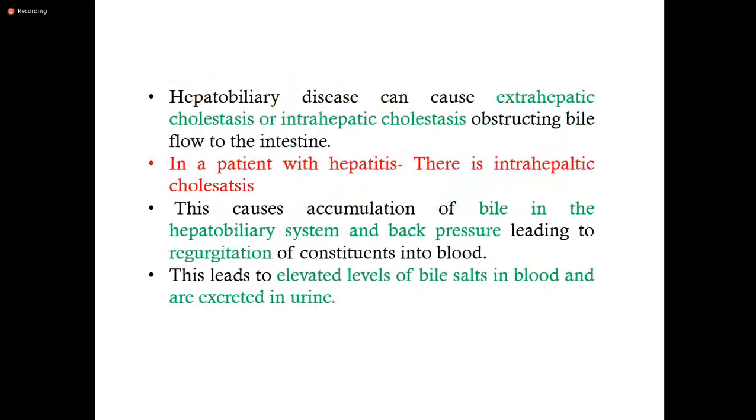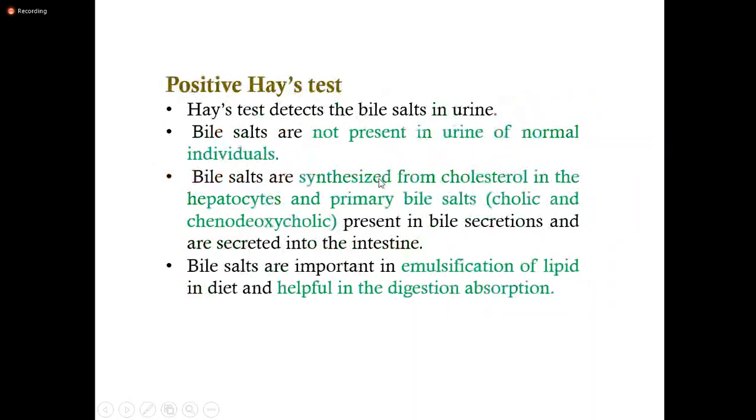We have to add certain things to that. You have to tell a little about what you see in the Hay's test as well. So what is Hay's test? First tell why we do the Hay's test for urine: to detect the presence of bile salts. Then you tell about normal individuals. In normal individuals, bile salts are not present in urine, so the Hay's test is negative.